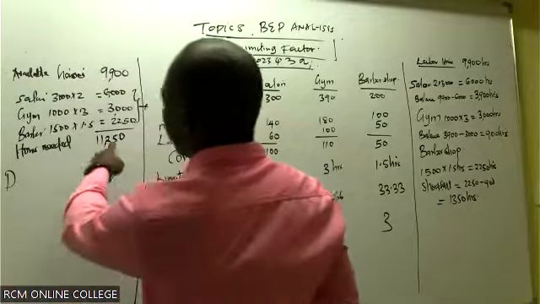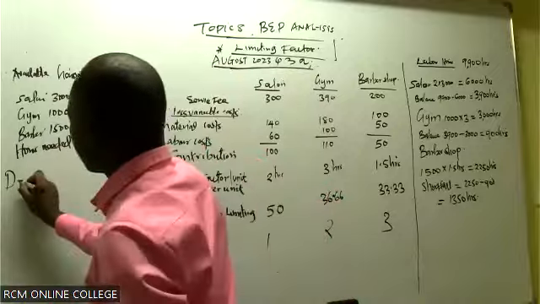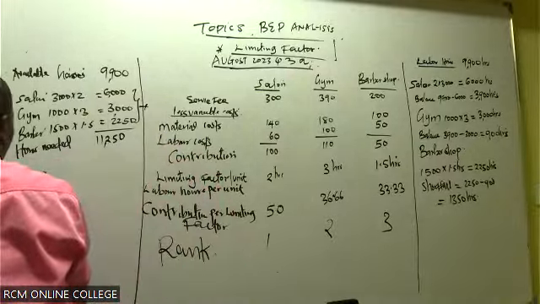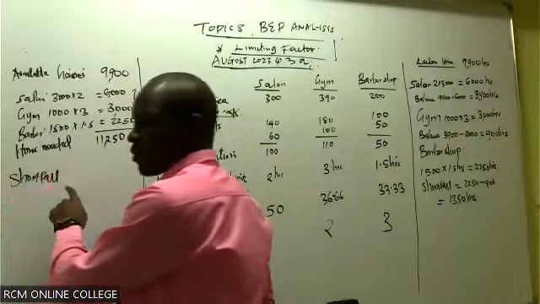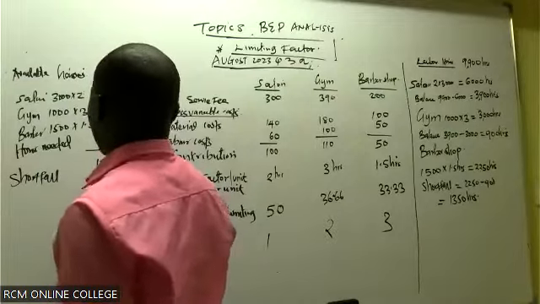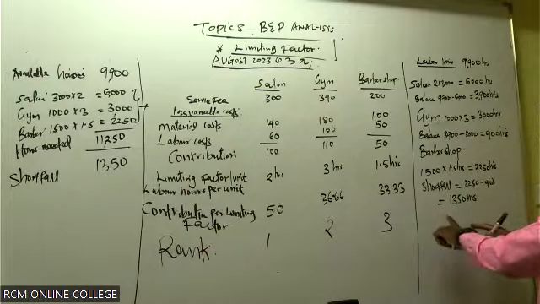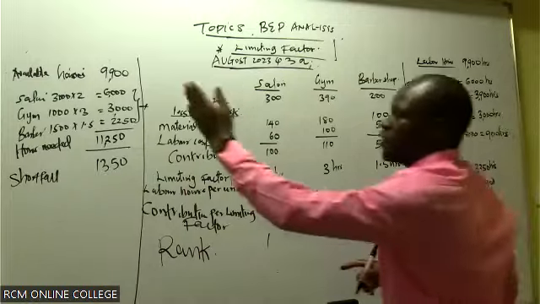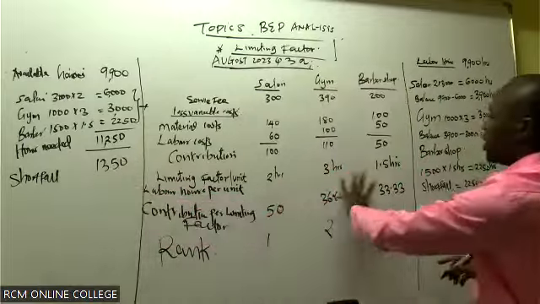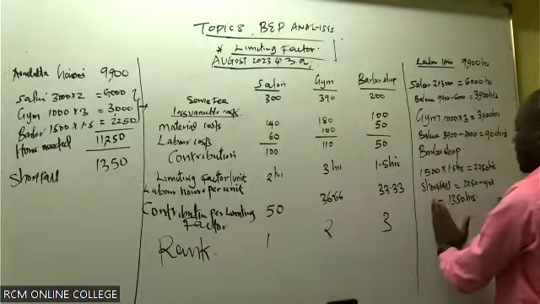11,250 is what you need, but you only have 9,900. Can you give us the deficit? Let's call this one shortfall. The shortfall is 1,350. That is what you are able to calculate using this other procedure. If you want to save on time, follow this and you get your 2 marks if they ask you about the shortfall. If you want to deal with the limiting factor and so on, just have this part here.